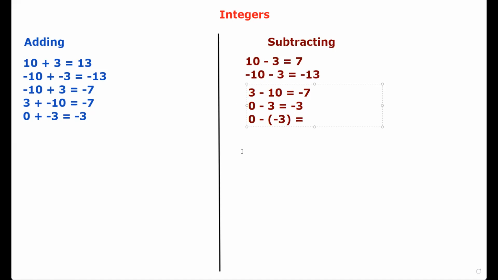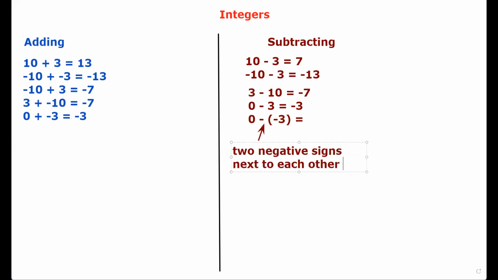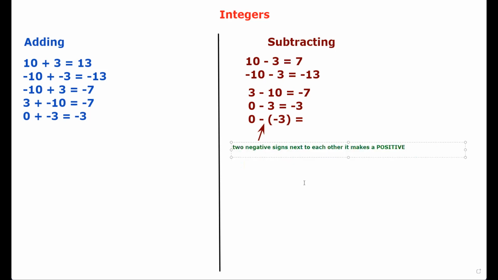So rules, and you might want to write this down if you're new to this. When you have 2 negative signs, it makes a positive. So 2 negatives make a T, basically. You can use your fingers, 2 negatives, right? If you had 2 negatives, you make a T with your finger using those 2 negatives. You can think of it like that. 2 negative signs next to each other make a positive. This becomes 0 plus 3, which is 3.